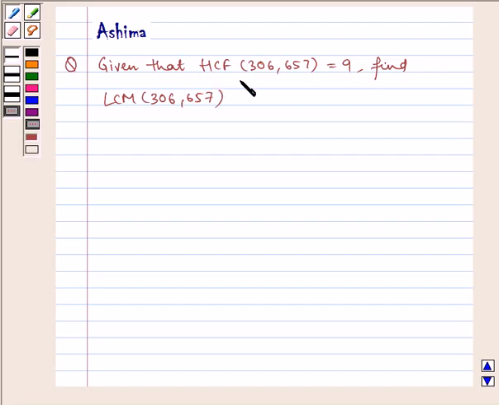Given that HCF of 306 and 657 is equal to 9, find LCM of 306 and 657. Now let us write the key idea first that we will be using in our problem. That is, HCF of A comma B into LCM of A comma B is equal to A into B.